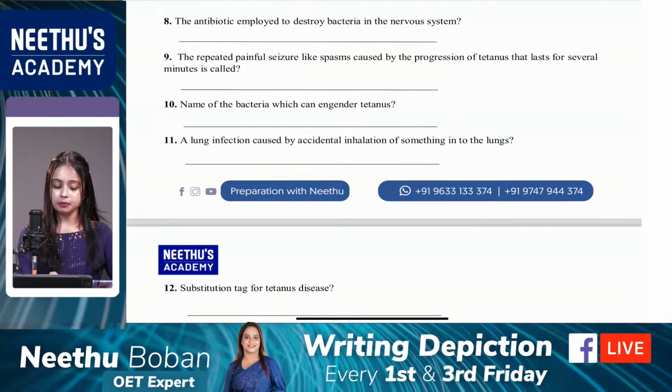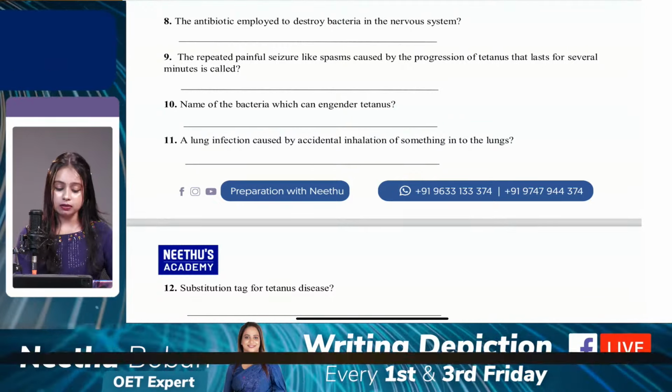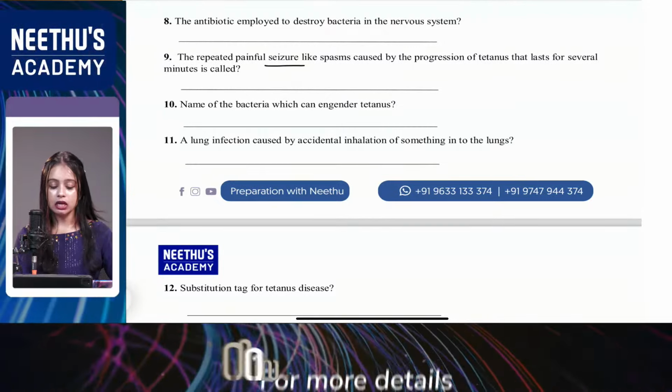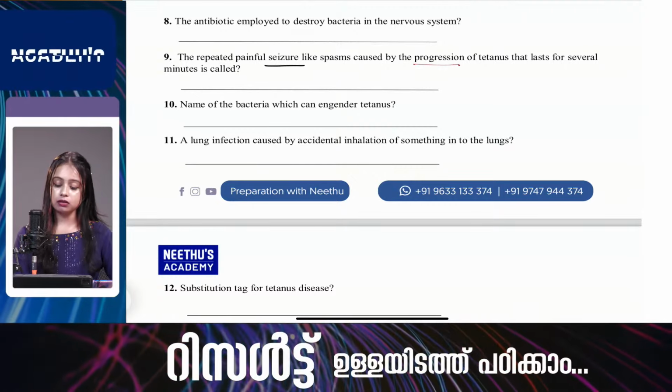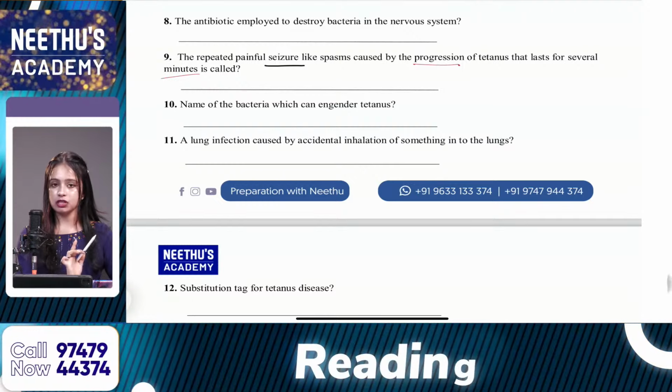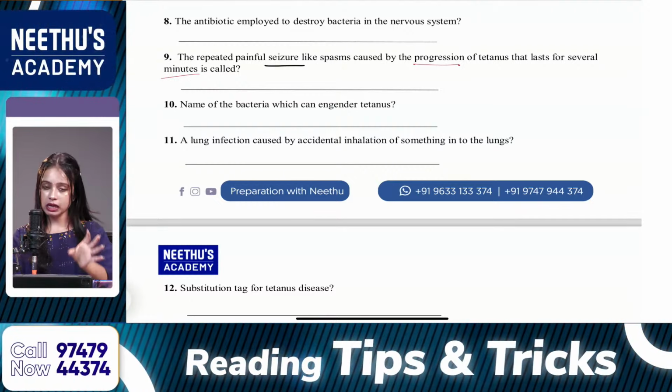And here, what are the keywords? I'm just marking seizure, then progression, as well as minutes. These are only my keywords from the 9th question.